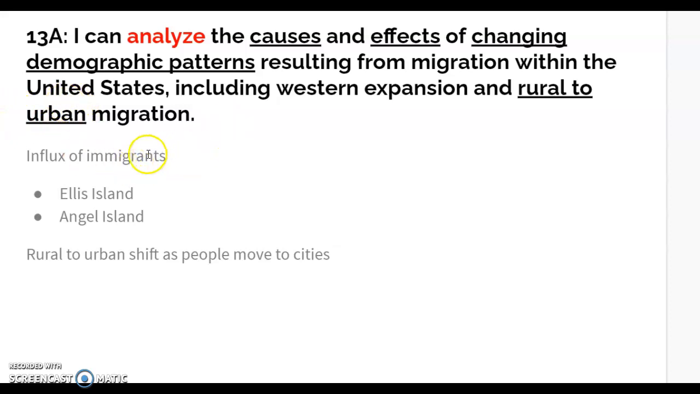So we have an influx of immigrants during this time period. They're coming in at Ellis Island, which is up in New York, and they're also coming in to Angel Island, which is in California. At Ellis Island, you have European descent immigrants coming in, and in California, you have the Chinese coming in. So basically, everybody wants to go to the urban areas in search of jobs and to kind of get a piece of that American dream that they've heard about and go and make money. So therefore you have a rural to urban shift as people move to cities.